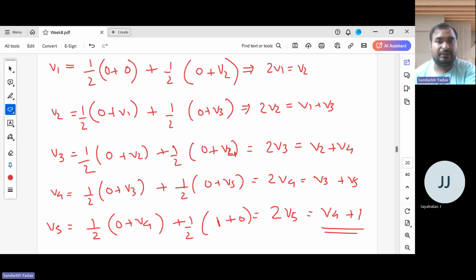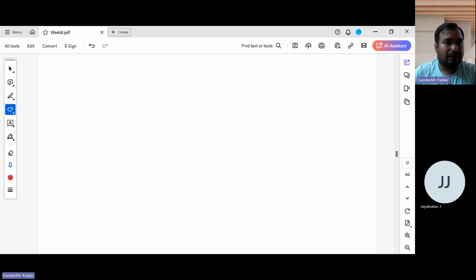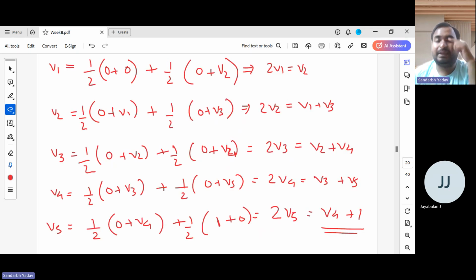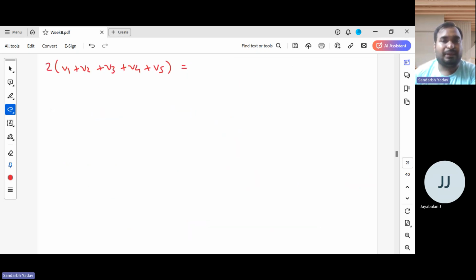Okay, let's do this. When I sum it up, on the left-hand side it will be 2 times V1 plus V2 plus V3 plus V4 plus V5. And on the right-hand side, V1 will appear once, V2 will appear twice, V3 twice, V4 twice, V5 will appear once, and 1 will appear once. So I will essentially have V1 plus 2V2 plus 2V3 plus 2V4 plus V5 plus 1.